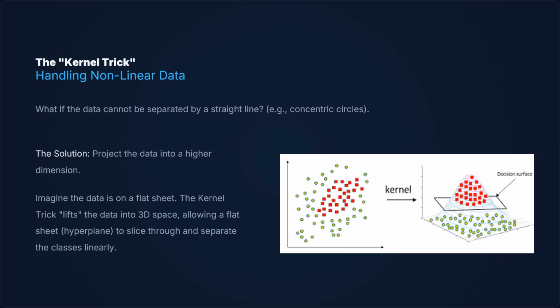So if we imagine that these dots are on a flat sheet of paper, the kernel trick will essentially lift the data into a 3D space. Once the data is floating in 3D, we can easily slide a flat sheet or a hyperplane between the two groups. This solves the complex nonlinear problem by projecting it into a higher dimension.